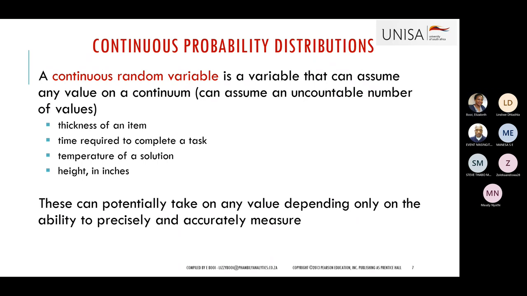So examples of continuous variables can be finding the thickness of an item, looking at the width, the length, or the height of an item or a building, the temperature of a solution, the time required to complete an assignment or a task. As long as it's something that you are measuring, you can call that a continuous variable.